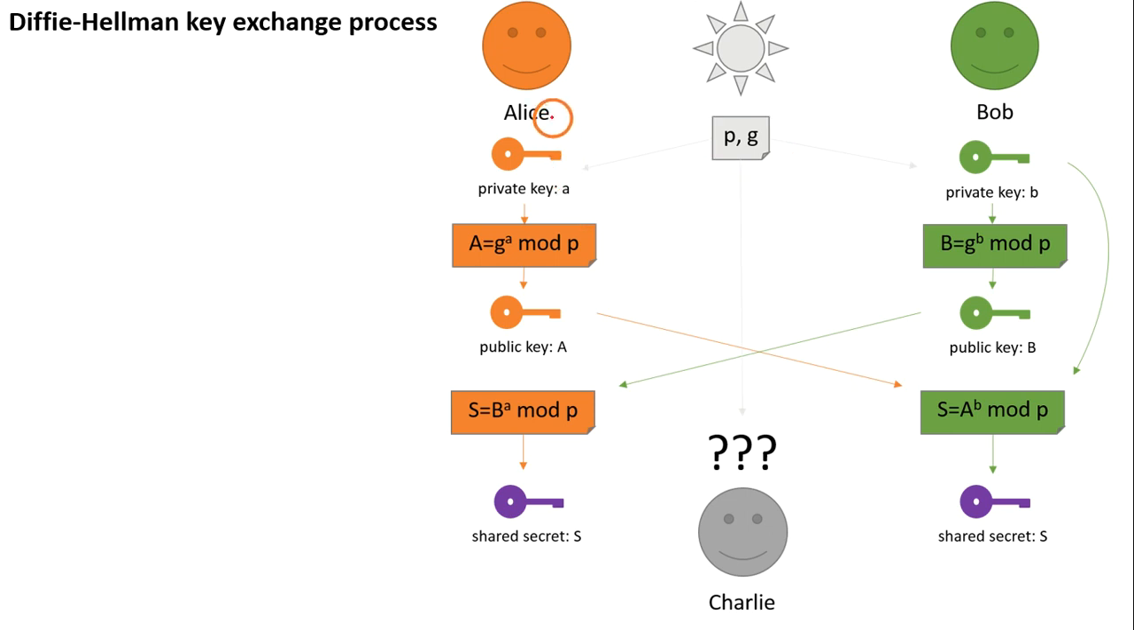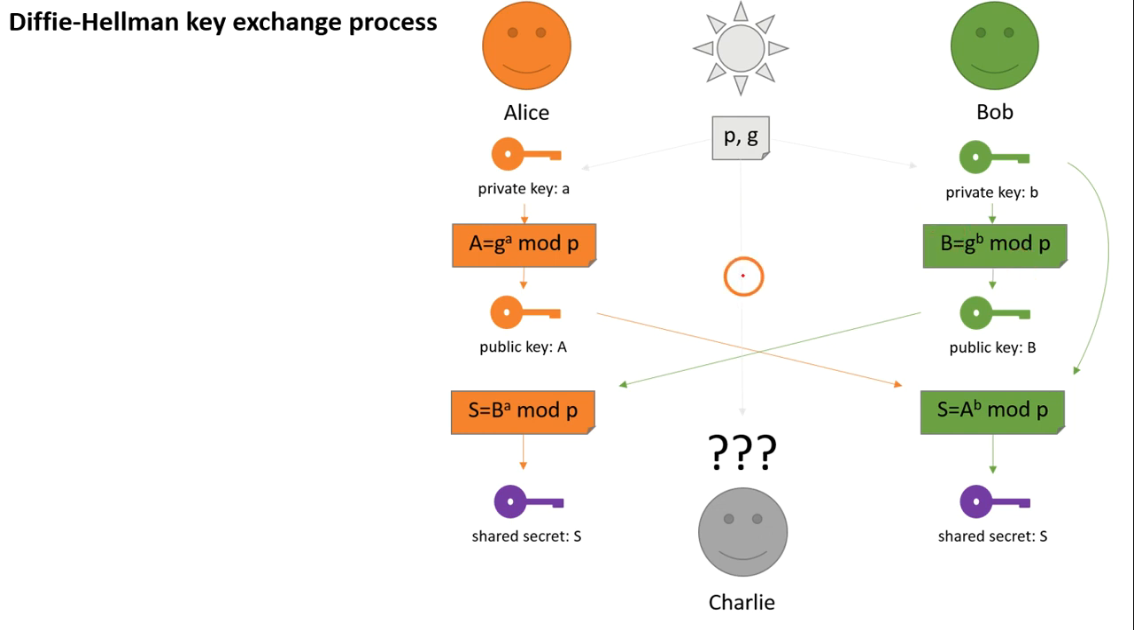The next step is Alice will generate her own private key, a, and Bob will generate his own private key, b. By private I mean only Alice knows this private key a and only Bob knows this private key b. Charlie doesn't know private key a and private key b. They are secret. Next, using a, P, and G, Alice will compute capital A, which is the public key of Alice, and the formula used is G power a mod P. Similarly, Bob also generates his own public key by using the formula G power b mod P.